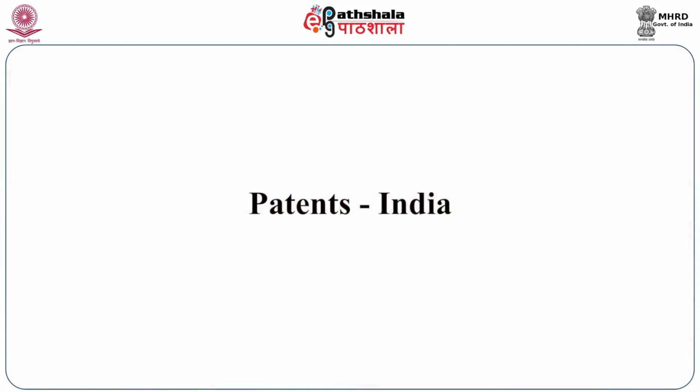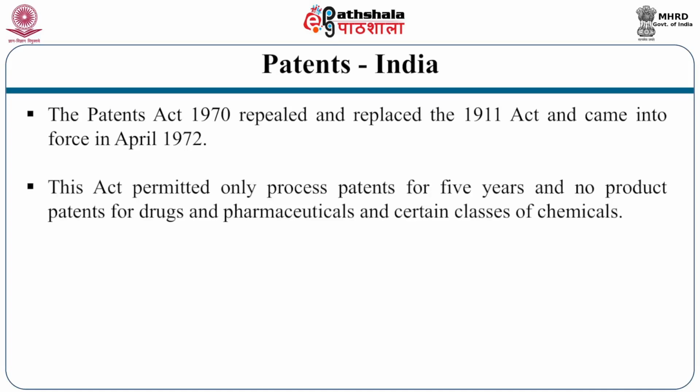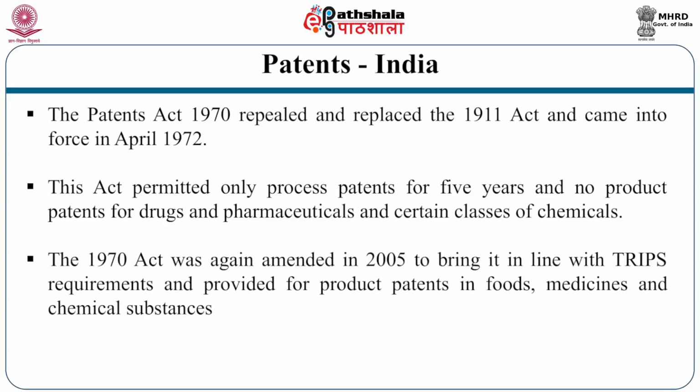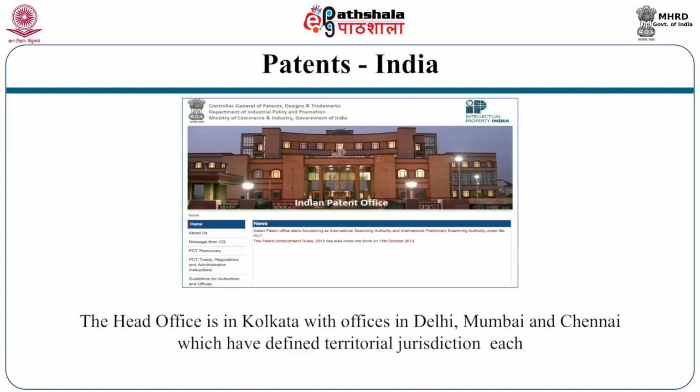Let us look at India in detail. The Patents Act, which came into force in April 1972, repealed the earlier act. It did not permit product patents for drugs and pharmaceuticals and certain classes of chemicals. However, the Patent Act 1970 was amended in 2005 to bring it in line with the TRIPS requirements and provides for product patents in food, medicines and other chemical substances. Patents are filed with the Patent Office administered by the Controller General of Patents. The head office is in Calcutta with offices in Delhi, Mumbai and Chennai, and they have defined territorial jurisdictions.